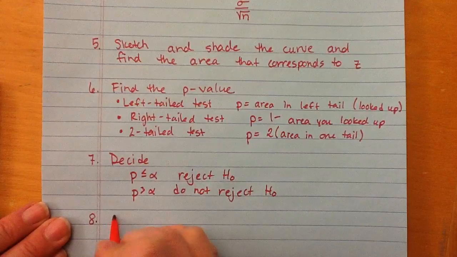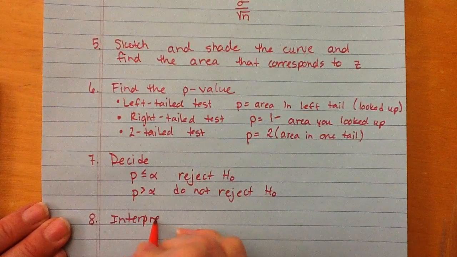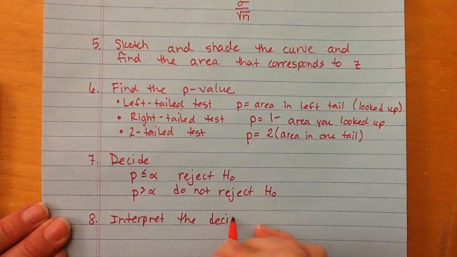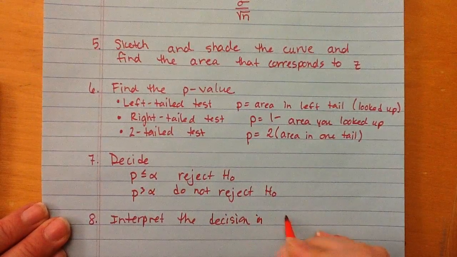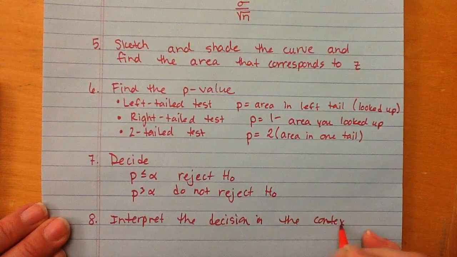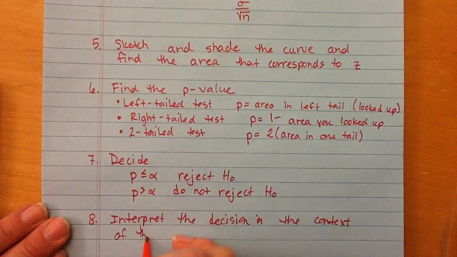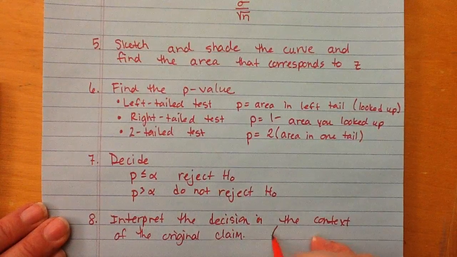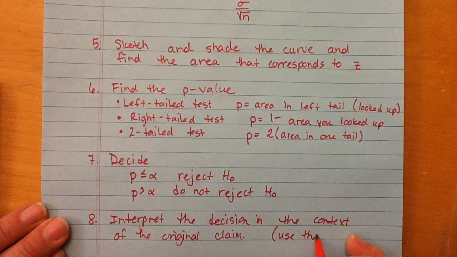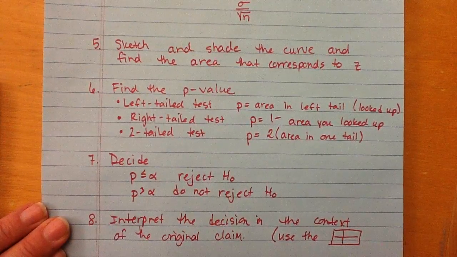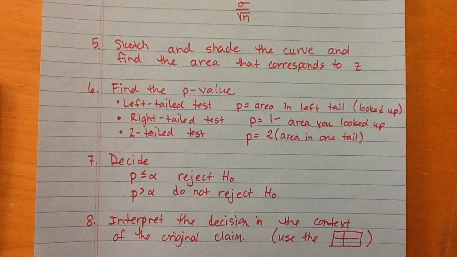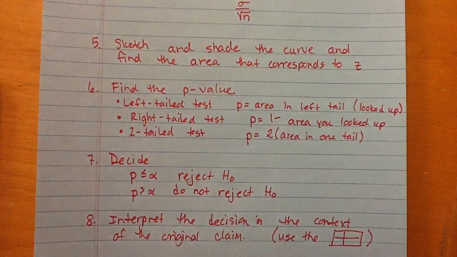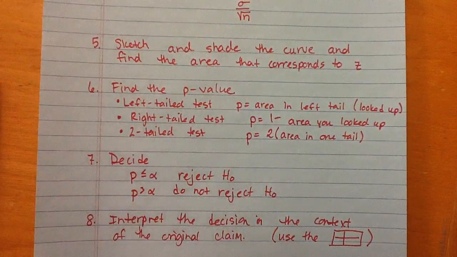And then step 8, interpret the decision in the context of the original claim. And remember to use the box. Remember that box from section 1 where we did the interpret the claim, if you reject or do not reject and all that stuff. Make sure you use that for your statements.